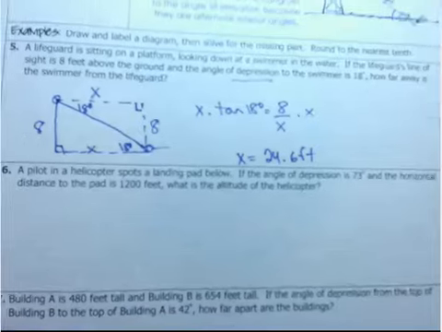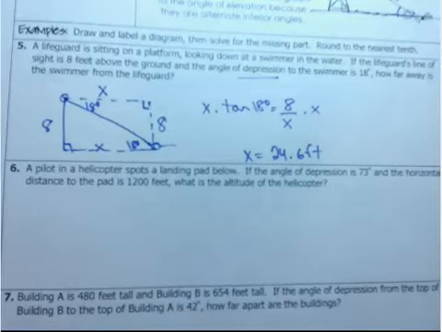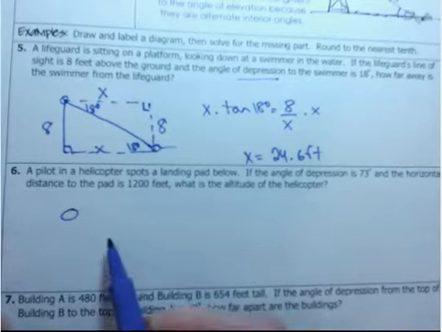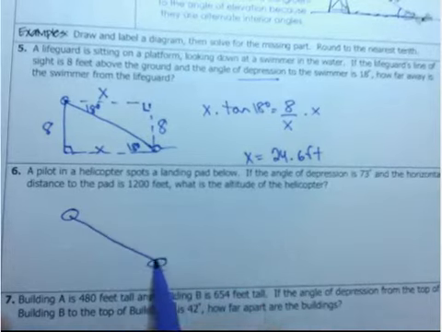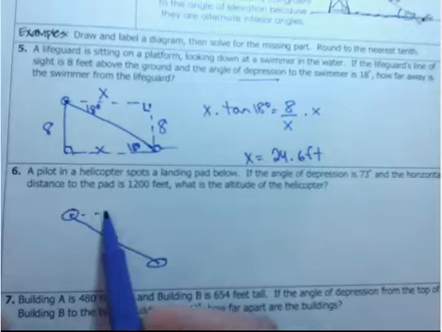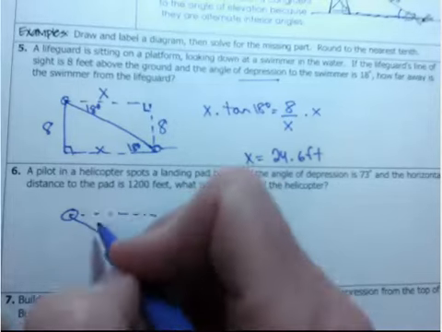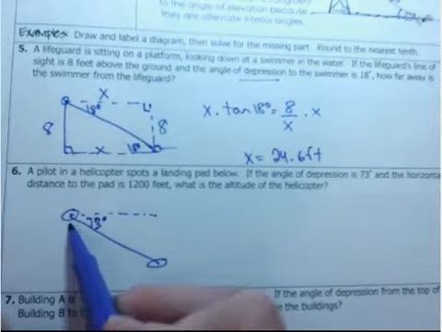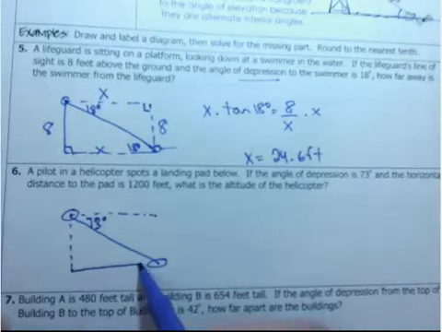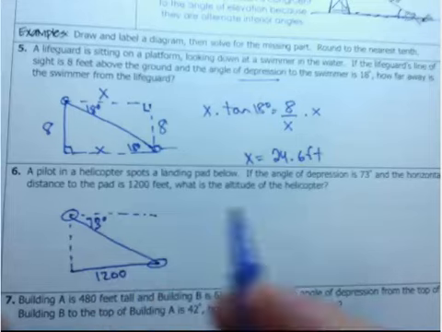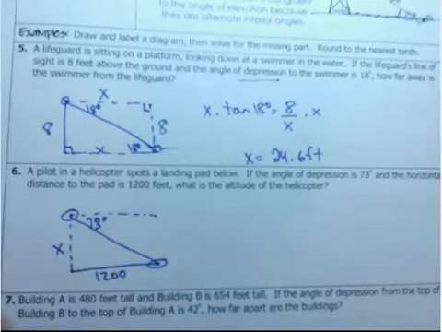Then number 6, we have a pilot in a helicopter. So the helicopter's up here, spots a landing pad below, which is right here. If the angle of depression is 73 degrees, so here I've got my line of sight and the horizontal line that's heading over, so that's going to be 73 degrees. And the horizontal distance to the pad is 1,200 feet. So that means if I come down from the helicopter and go over, I'm looking at 1,200 feet right here. The question is, what's the altitude of the helicopter? That's going to be x.